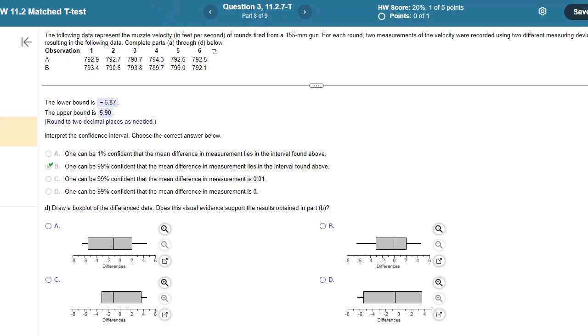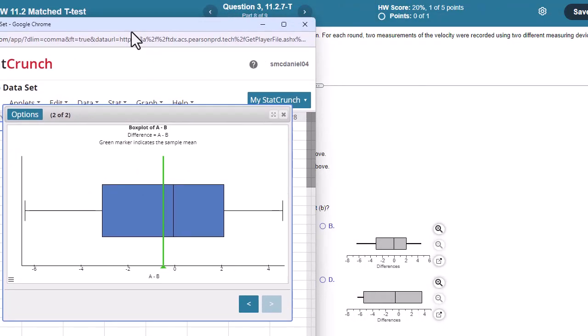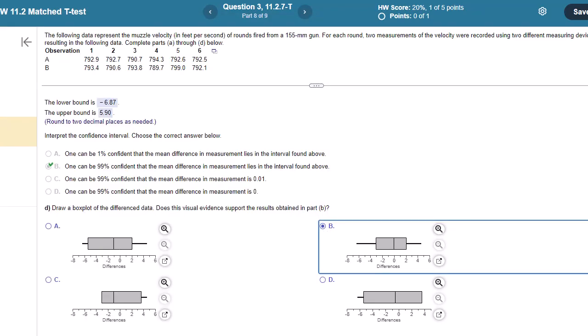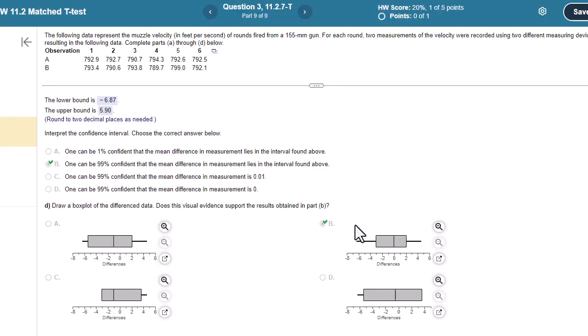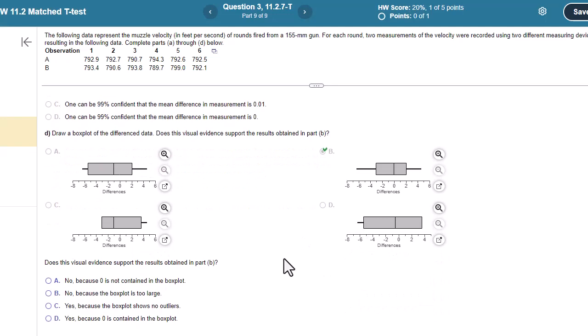So if I'm trying to match this up, it looks like on my end it's going to be B. Does this visual evidence support the results? Well, yeah. 0 is included in the box plot.